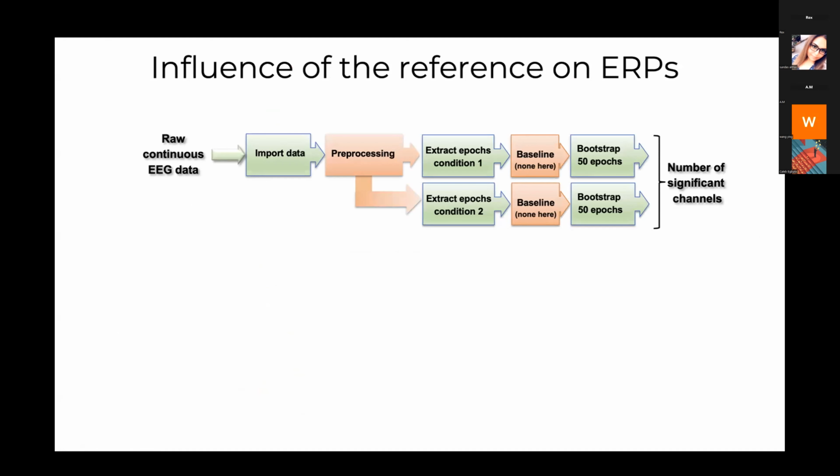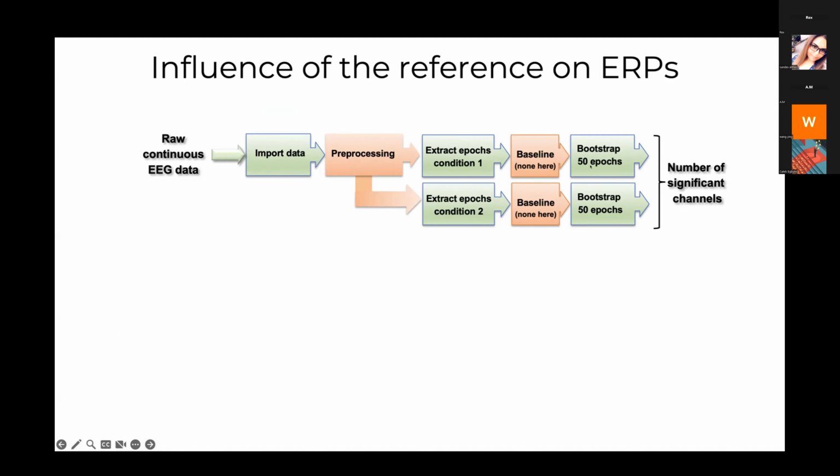So the way we try to determine what's the best pre-processing pipeline, that's our method. And that's going to be the same method for different things we'll test. First, we import the data. Then we pre-process the data using a method. So we reference, for example. Then we extract epochs for condition 1, and epochs for condition 2. Sometimes we can do a different baseline, but we don't do any.